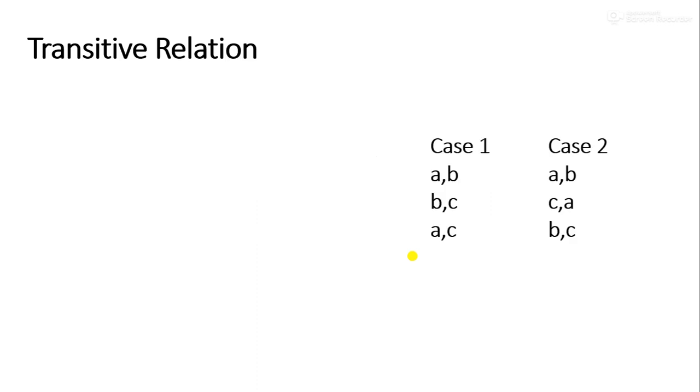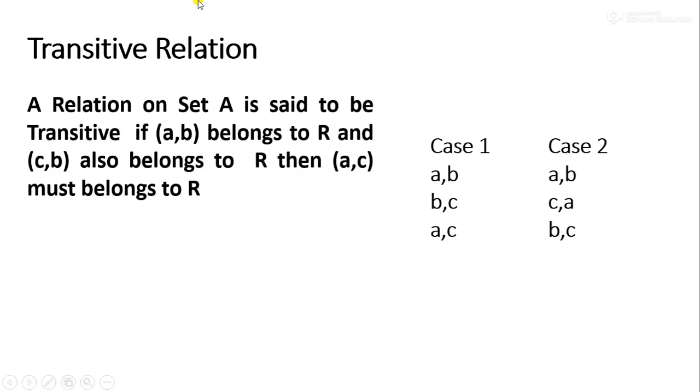This transitive relation is a little tricky compared to other types of relation. A relation R on a set A is said to be transitive if (a, b) belongs to R, and we need to check the second condition, that (b, c) also belongs to R. If (a, b) belongs to R and (b, c) also belongs to R, then the relation must have (a, c). Only if we have (a, c) is the relation said to be transitive.